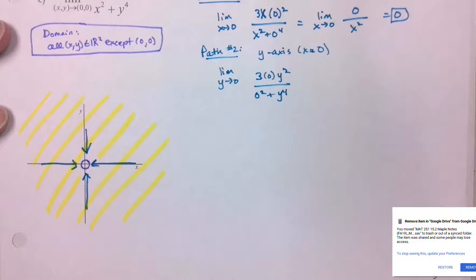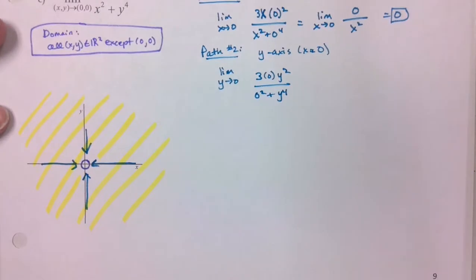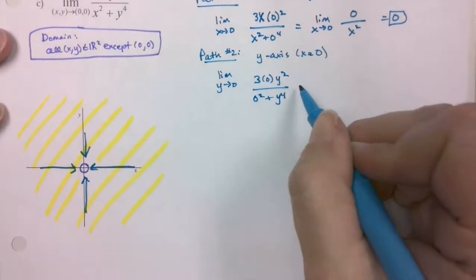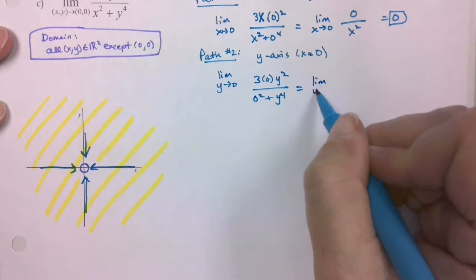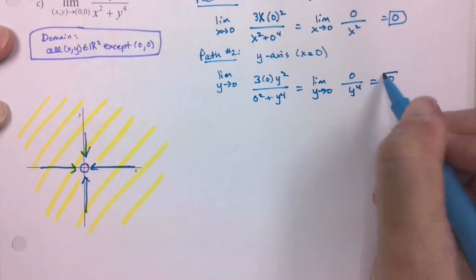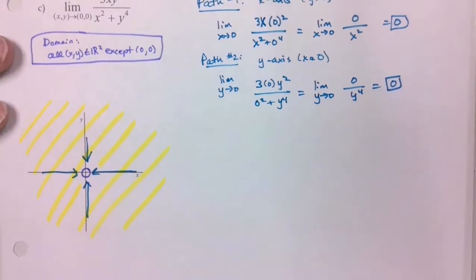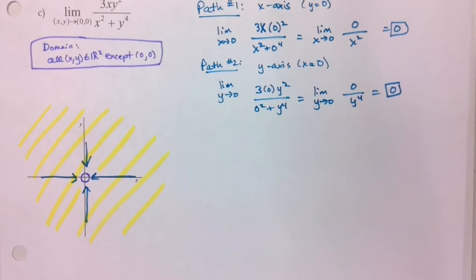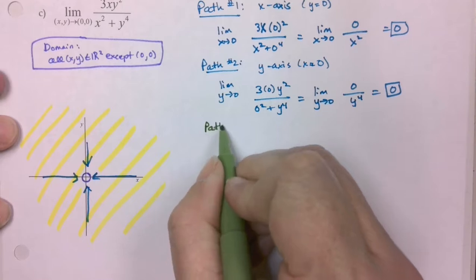And that is equal to the limit as y goes to 0 of 0 over y to the 4th, which is again 0. All right, so that didn't prove anything. And I know this limit doesn't exist, so I've got to prove it. All right, well, let's try the diagonal line. So let's see if path number 3 helps at all.